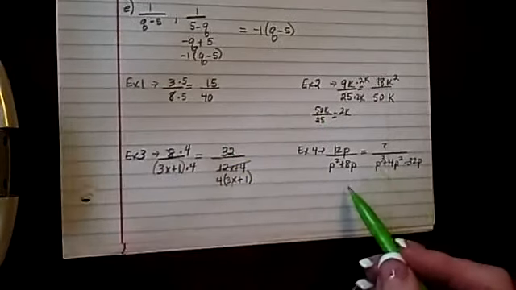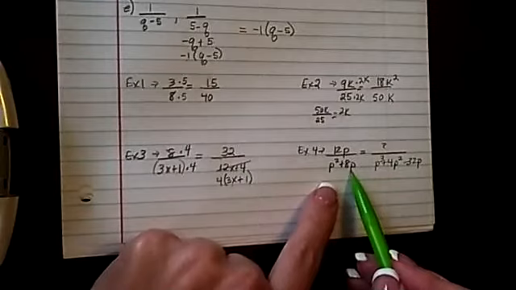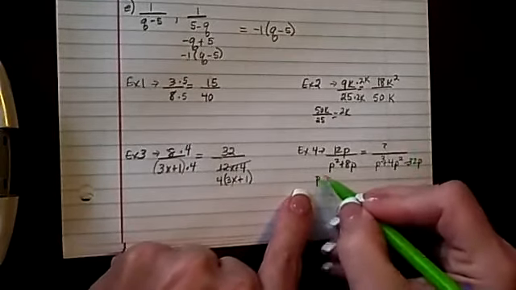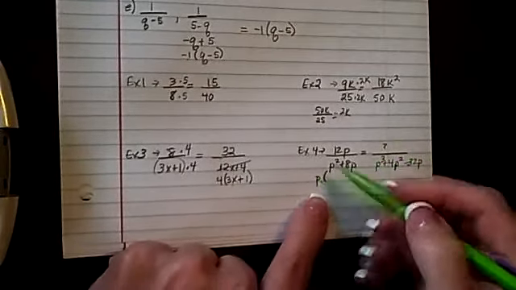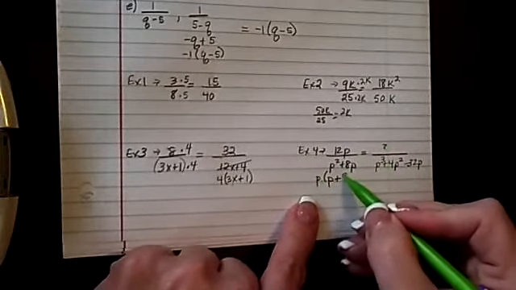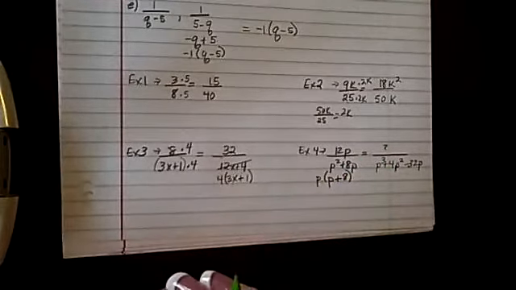So let's do one more over here. All right, so obviously we're going to have to factor. So what do these have in common? Well, let's take out a variable p. So p squared divided by p, and 8p divided by p.